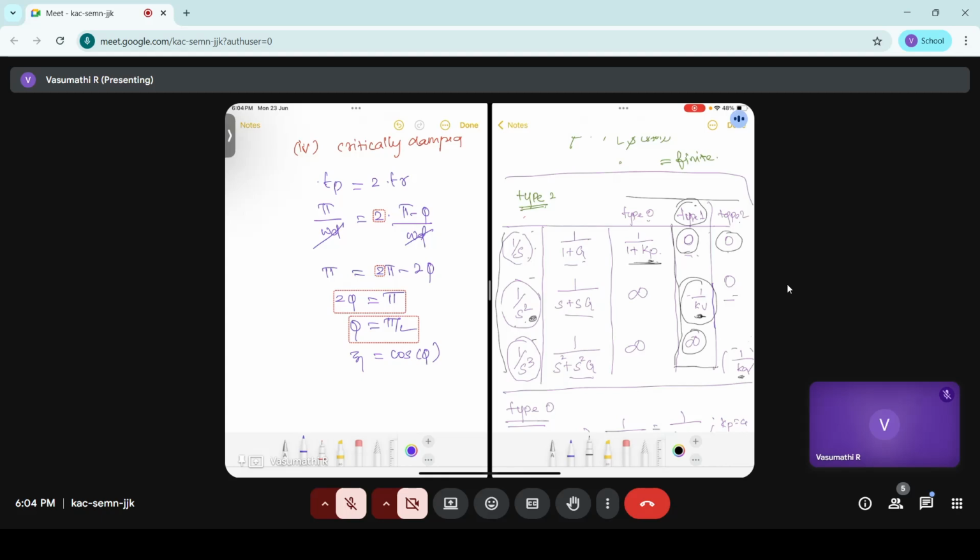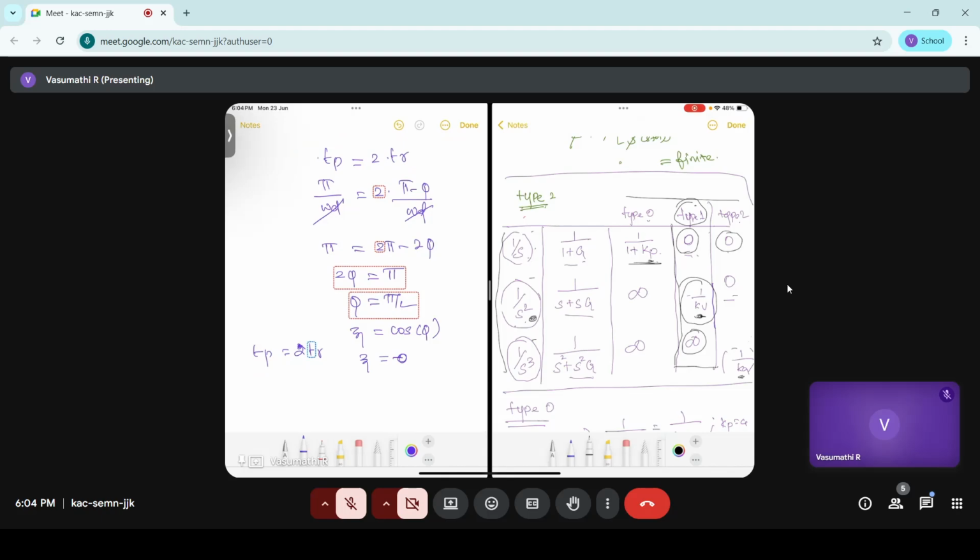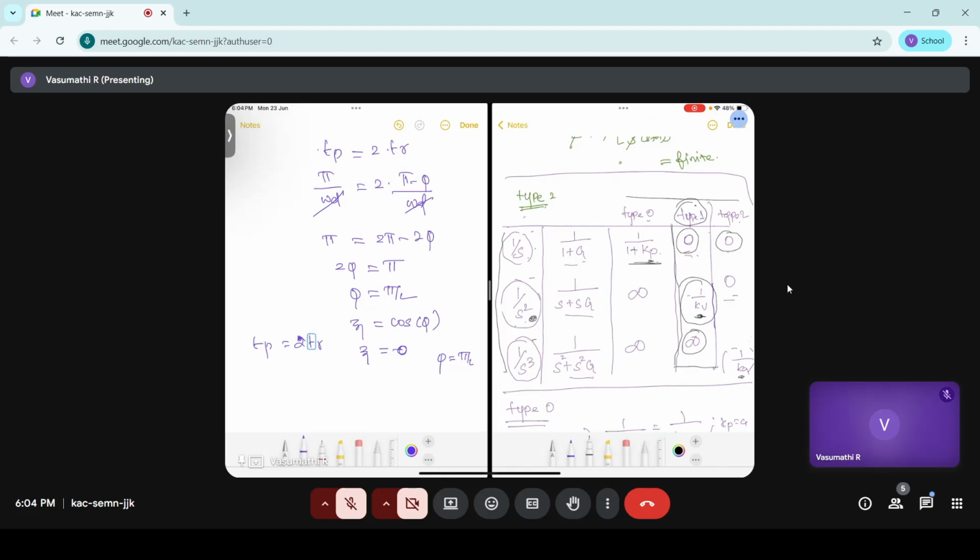If these two are related, then what would be the zeta value or the phi value first? The value will be cos pi by 2. That value equals 0. Zeta equals 0. How? Cos pi by 2. Theta equals pi by 2, zeta equals cos theta. Good. This should be pi by 2. Yeah, zeta equals 0.